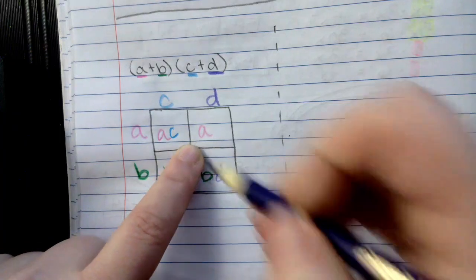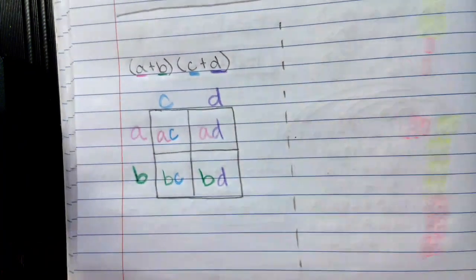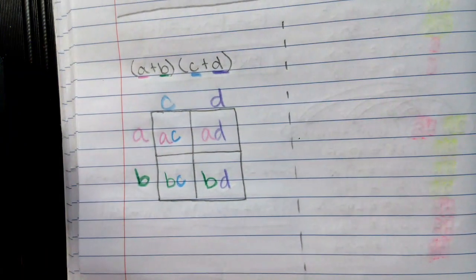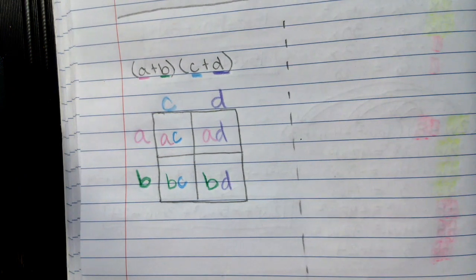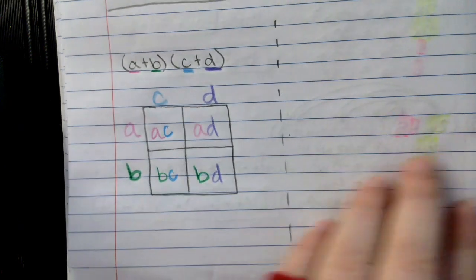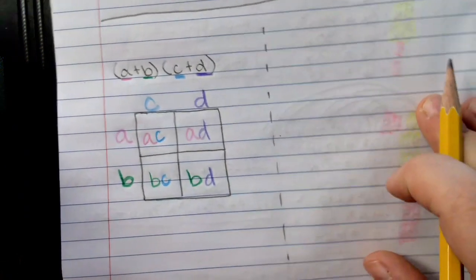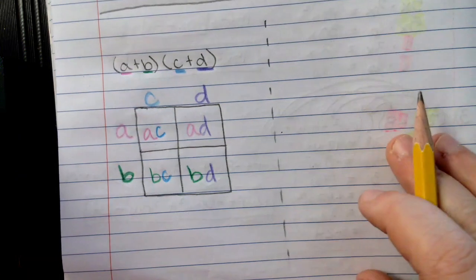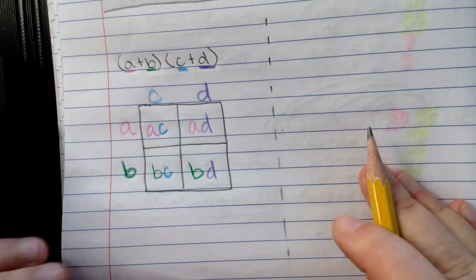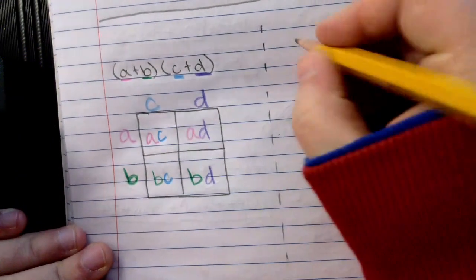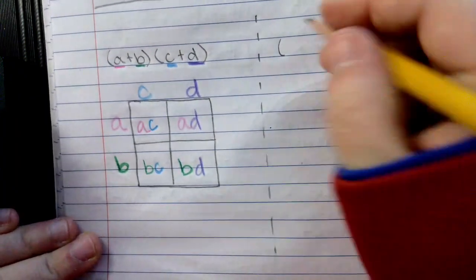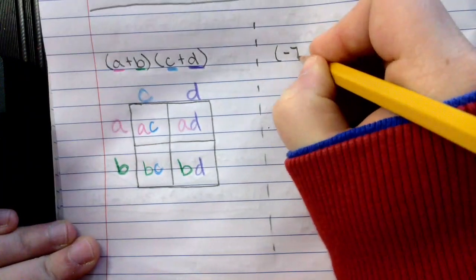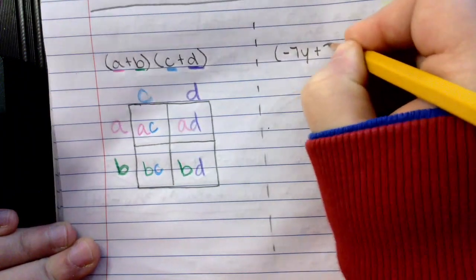All right, so we're going to try that out with an actual binomial times binomial. Then we're going to do one more problem. We're going to try a binomial times a trinomial. All right, so in this first one, we have negative 7y plus 2 times 6y plus 4.